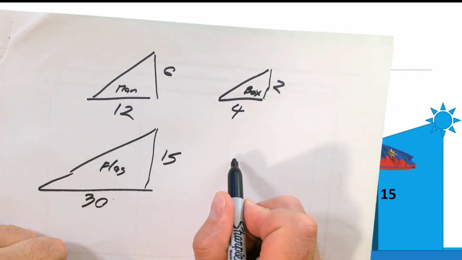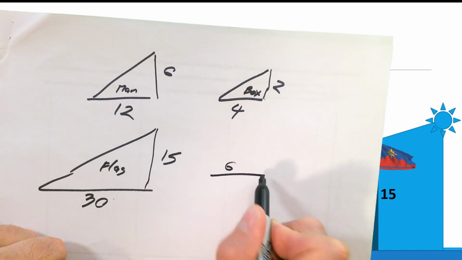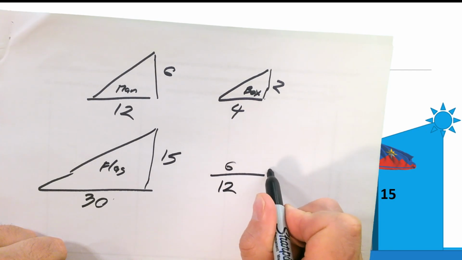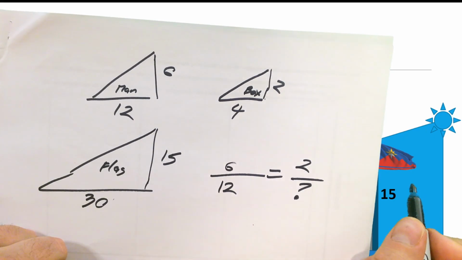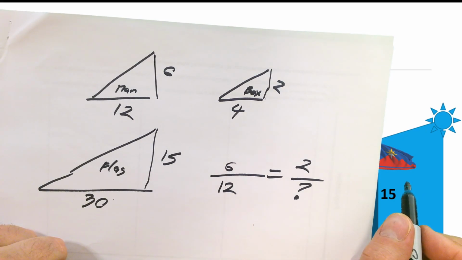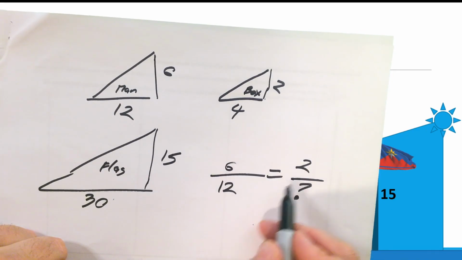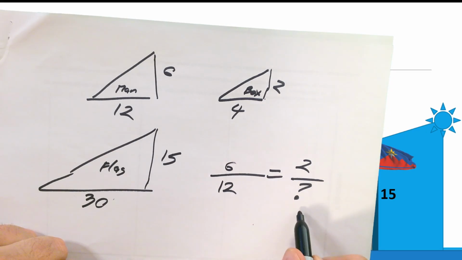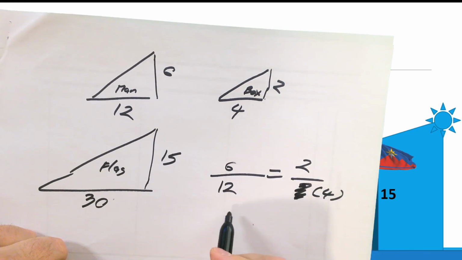And you could think, well, if the 6-foot man casts a 12-foot shadow, then a 2-foot box should cast an unknown length shadow. And then I can just cross multiply and divide. 2 times 12 divided by 6 would give me a 4, which was the answer we got by intuition.